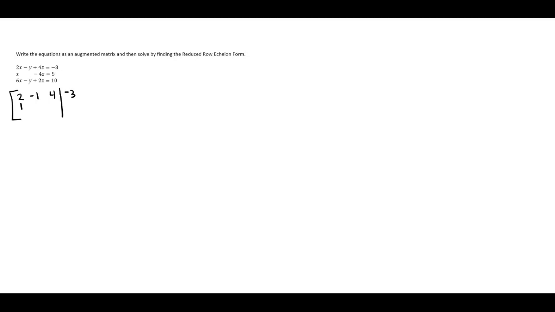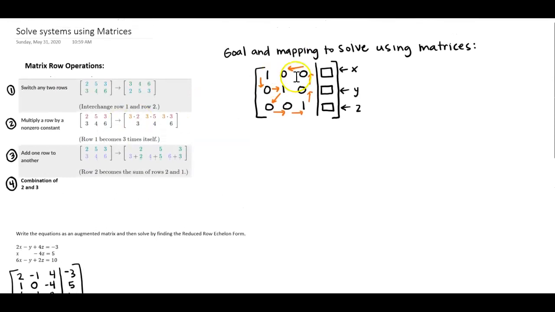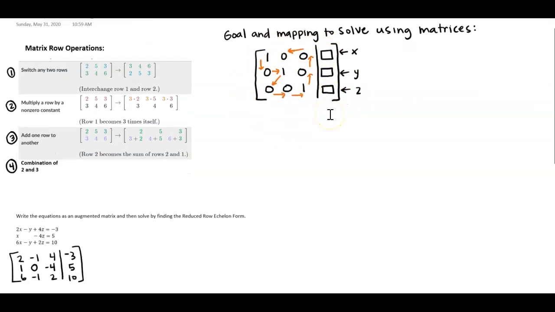Notice that there's no y here, so I'll put a 0 in place for that y. -4 and 5. And then my bottom row is going to be 6, -1, 2, and 10. All right, so here is my augmented matrix. And again, remember, I'm trying to get this matrix to look like this one up here in the end, so I can figure out what x, y, and z equal.